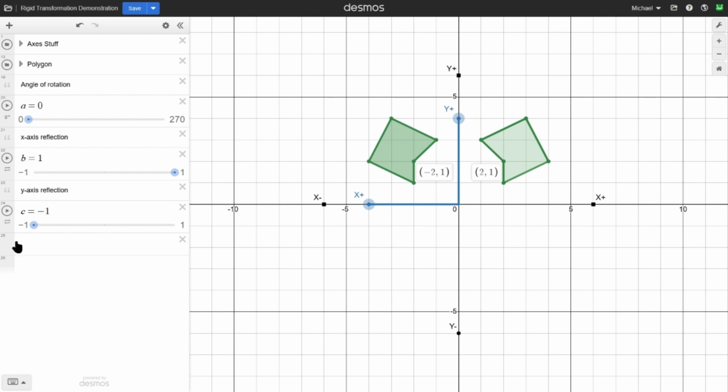One fun bit of trivia is if I do an x-axis reflection and a y-axis reflection, this looks familiar. Hey, this is the same as a 180-degree rotation. It looks exactly the same. That's not an accident. In fact, that is a way that we sometimes define rotations, as a series of reflections. So just a fun bit of trivia for you.